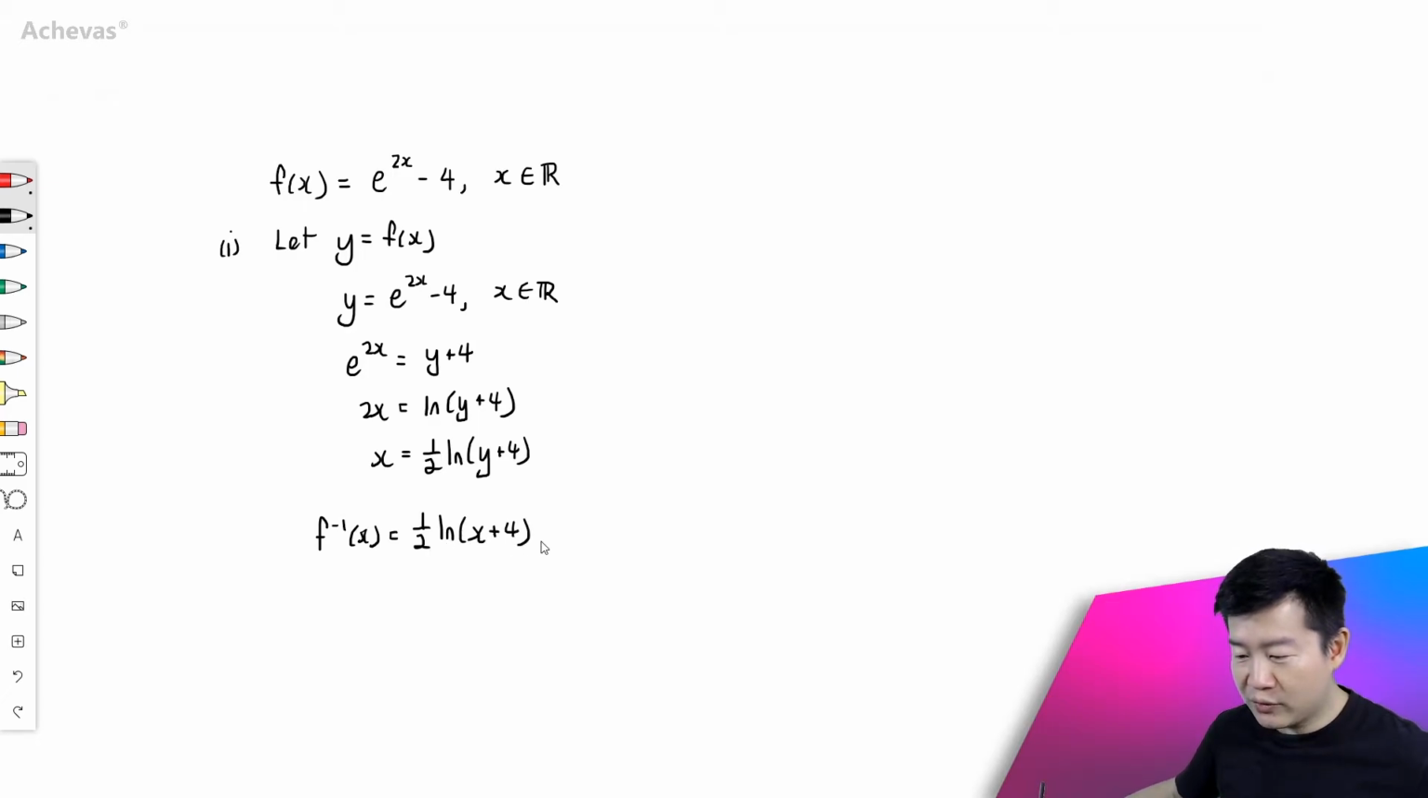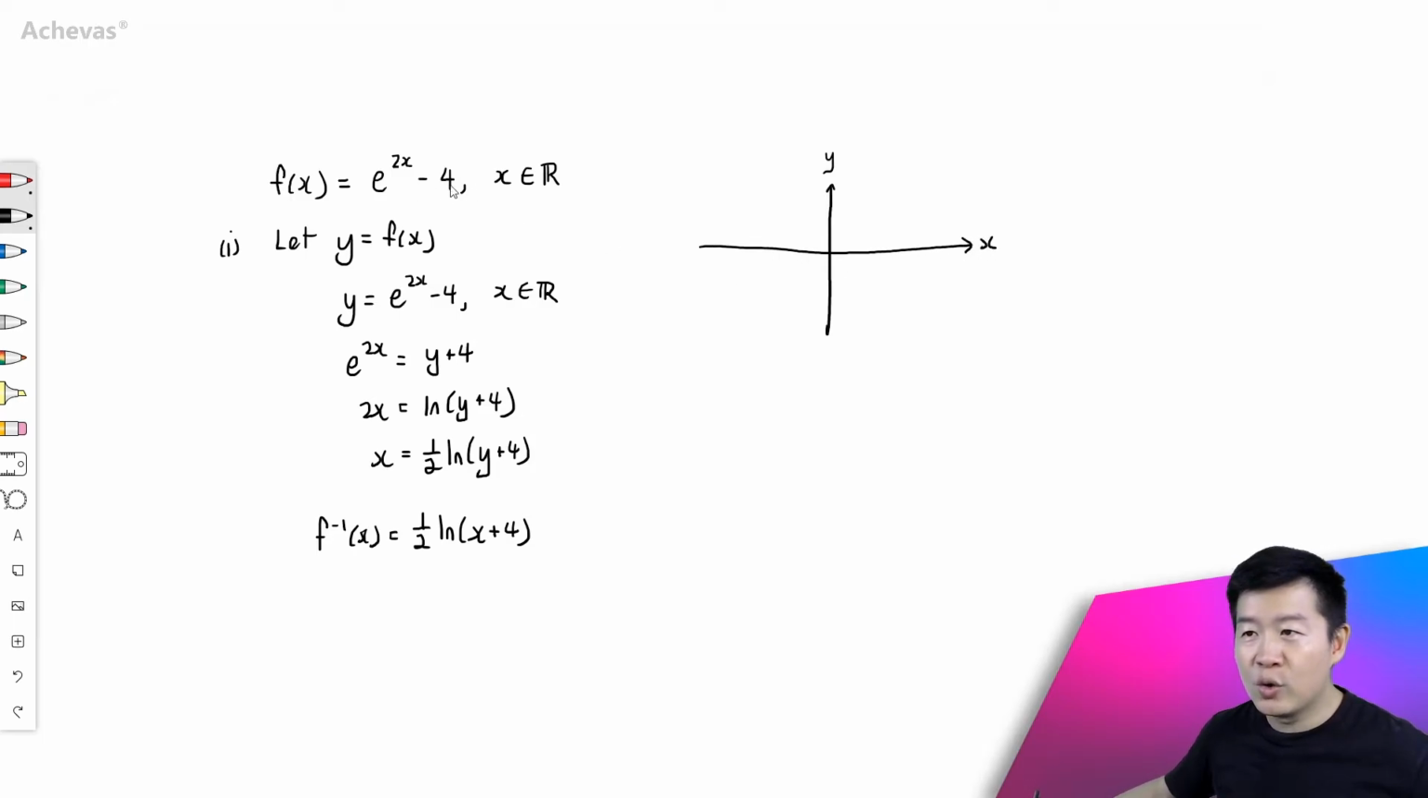And we will also need to find the domain of f inverse. The domain of f inverse is the range of f. So to find the range of f, let's do a quick sketch of the graph of y equal to f(x). Let's say this is my y-axis and this is my x-axis. We know this is a standard graph with a horizontal asymptote of y equal to minus 4.